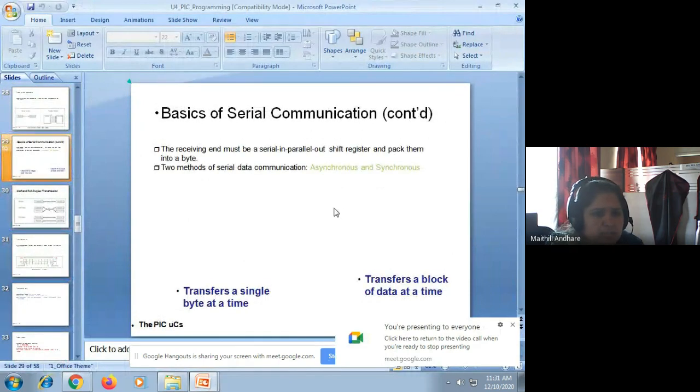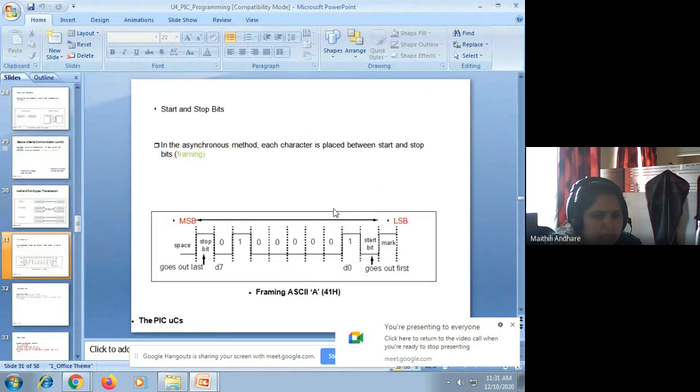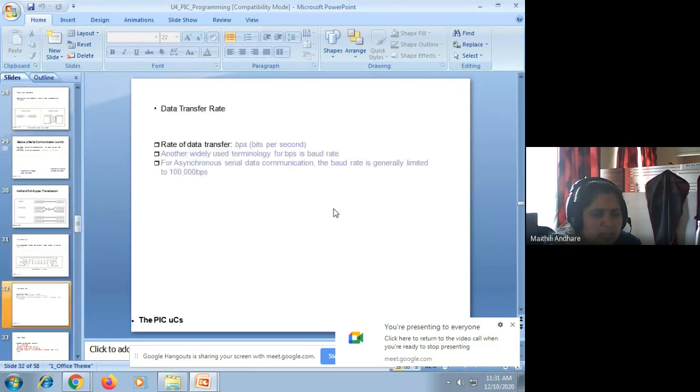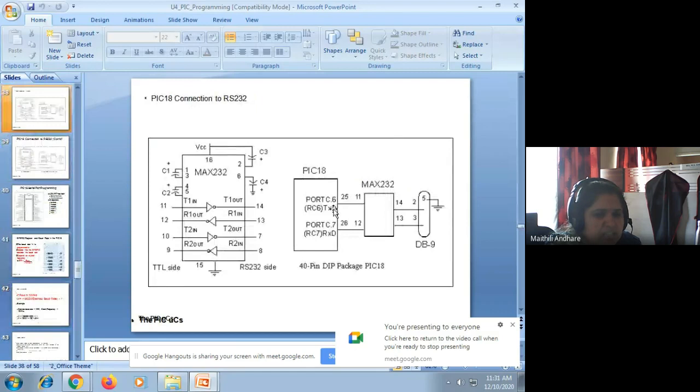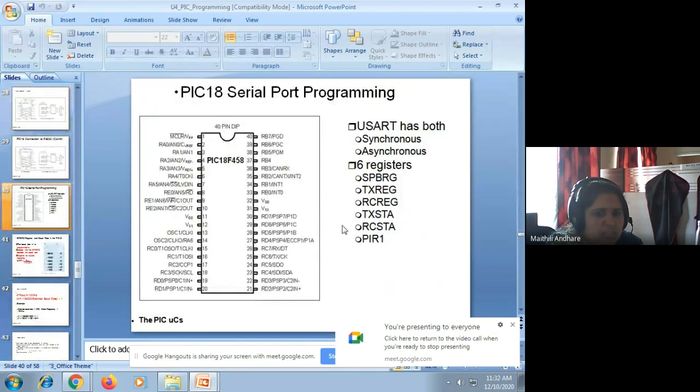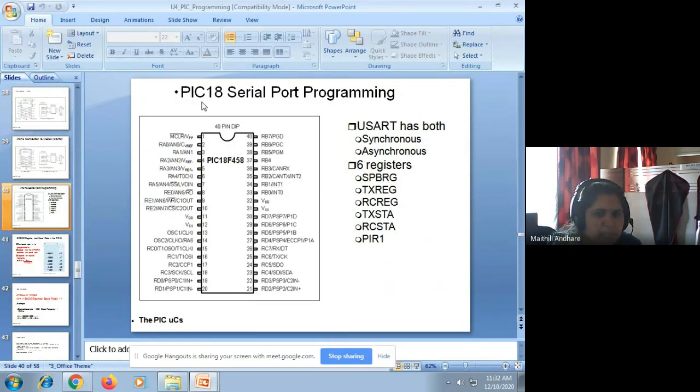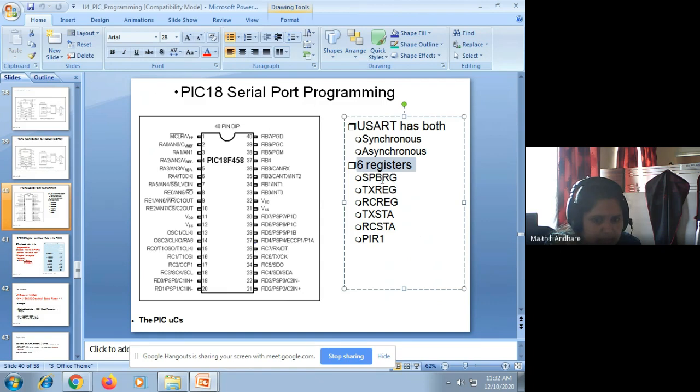So see, this part is also already covered: what do you mean by communication, asynchronous communication, duplex, the framing? What is different here is what registers are associated with serial communication in the PIC microcontroller. It has the USART, universal synchronous asynchronous receiver and transmitter. So 6 registers are associated with this: SPBRG, TXREG, RCREG, TXSTA, RCSTA and PIR1.